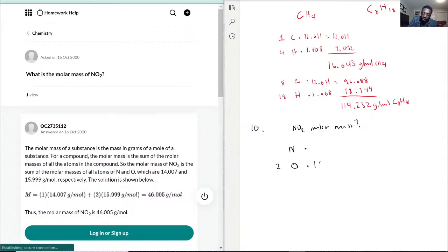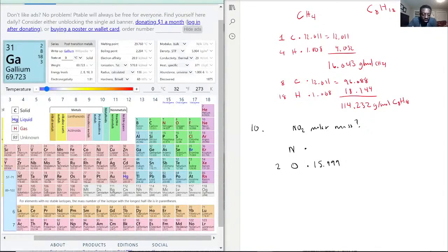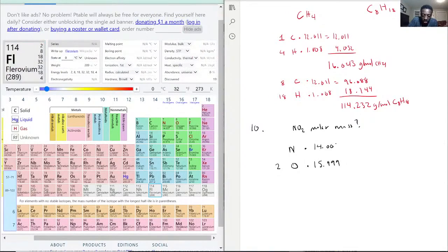Now I know oxygen is 15.999, which is almost 16. Let's see what nitrogen is. Nitrogen is, wow, 14.007. Okay.